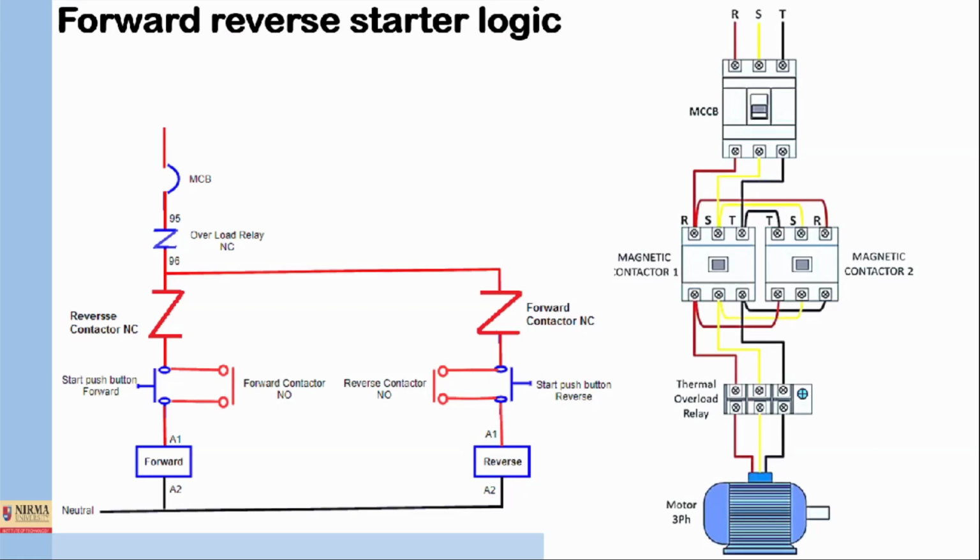Then once the motor starts, we just change the supply from star to delta. Next is the forward reverse starter.